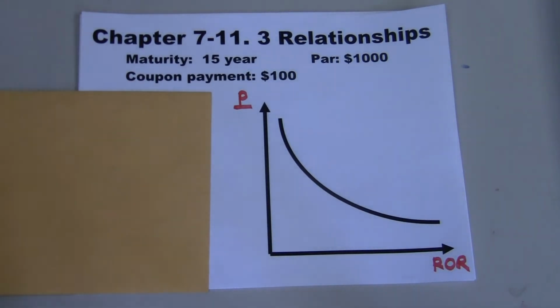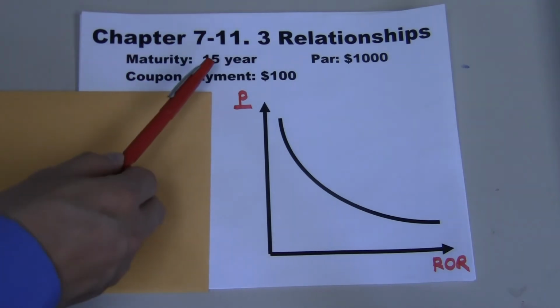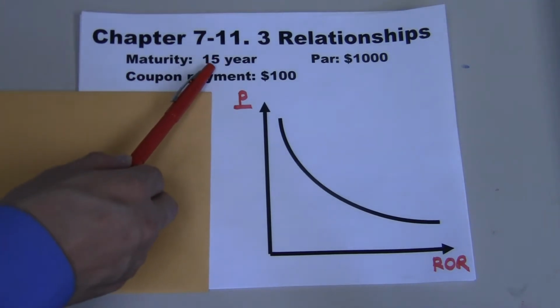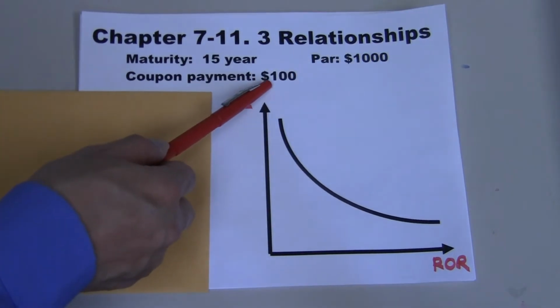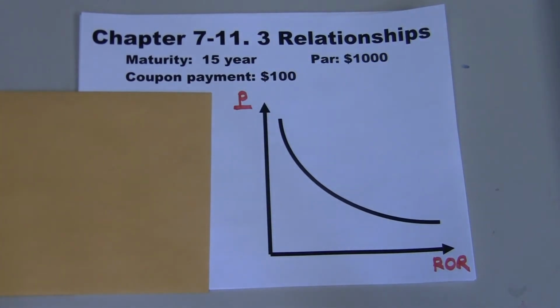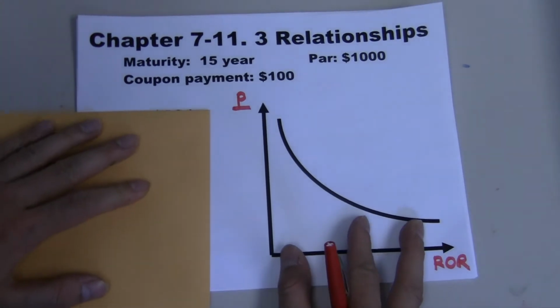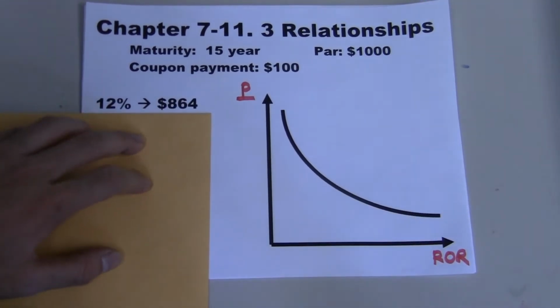So in this problem we look at the bond which has a maturity of 15 years with a par value of 1,000 and the coupon payment is 100. In part A, we have to calculate the value of the bond if the required rate of return is 12%. We have done a number of questions on calculating, so I will not show you how to do it. Instead, here is the value of the bond.